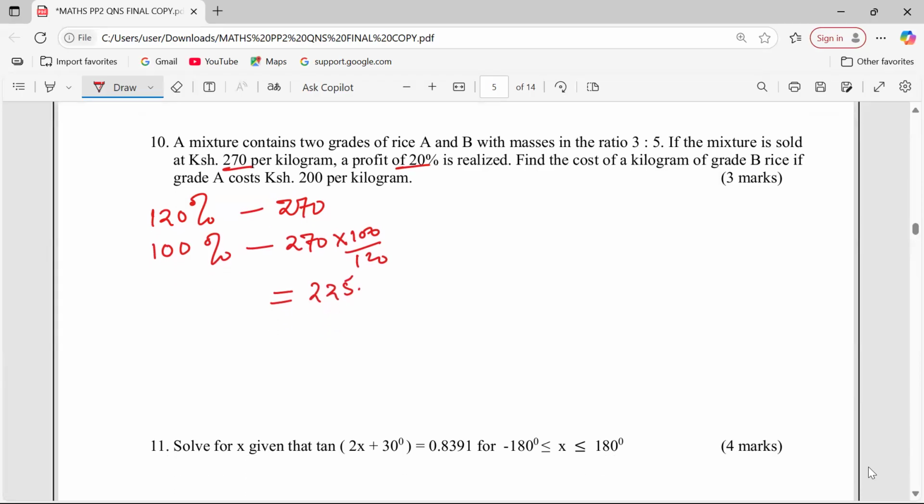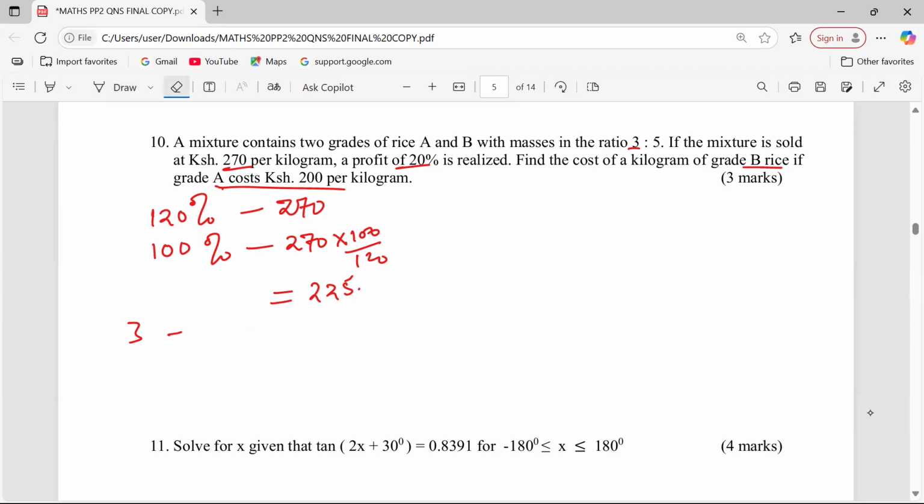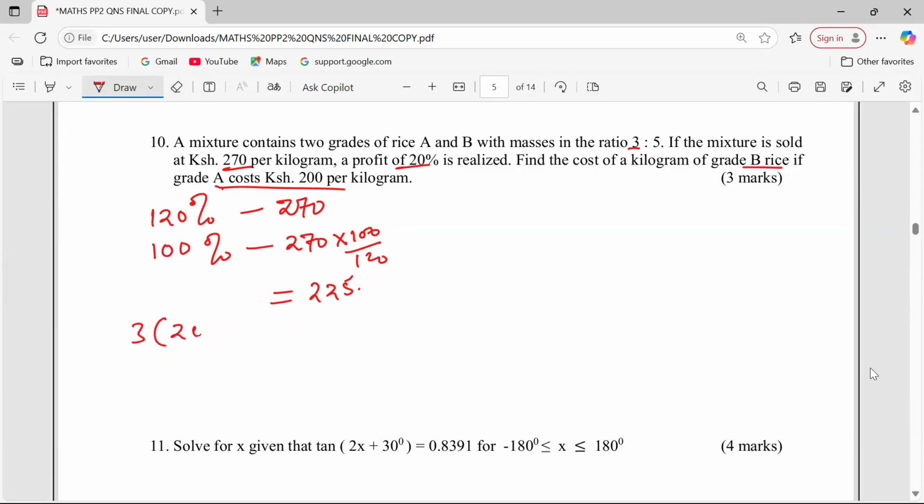If it costs 225, then it means we take 3 kilograms according to the ratio, 3 kilograms of A costing 200, plus 5 kilograms of B. Find the cost of a kilogram of B. A kilogram of A is known. We are finding that of B, sorry. So we'll say 3 kilograms each at 200 plus 5 kilograms each at unknown. That will be the cost of the mixture.